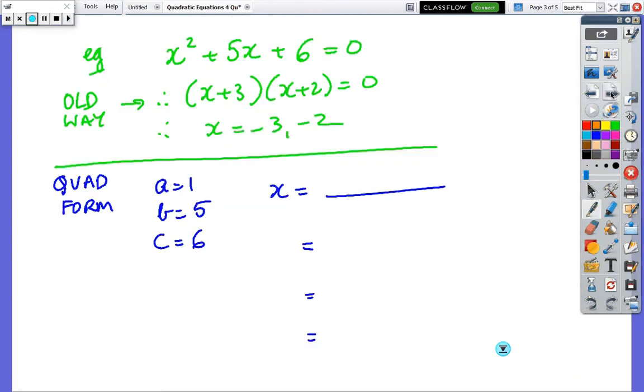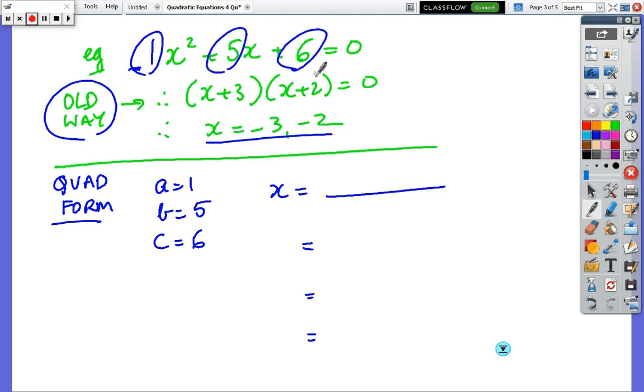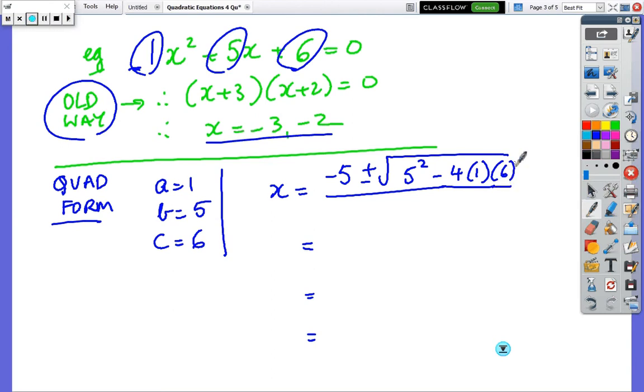Okay, come across and we'll use it. Okay, so we've had this one before, x squared plus 5x plus 6. Doing it the old way is x plus 3 times x plus 2, so there's the two answers. So using the quadratic formula, which you wouldn't do for an easy one like this, but just to prove that it works, a is 1, b is 5, c is 6. So x equals negative b plus or minus the square root of b squared minus 4ac, divided by 2a.